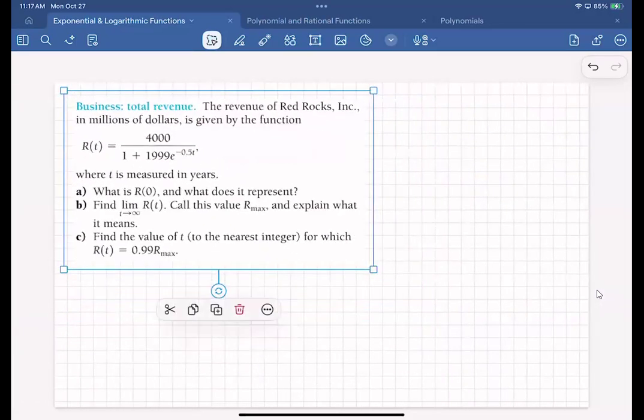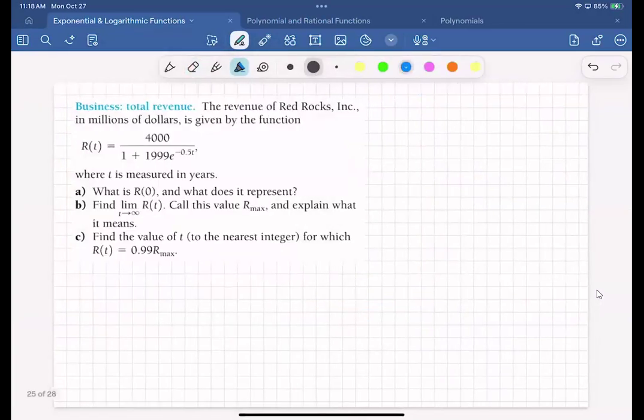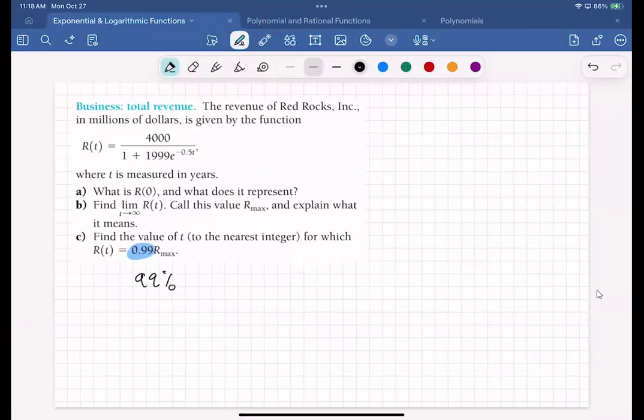All right, so the last piece here says find the value of t and use the nearest integer. So we're going to the nearest year, since t represents year, for when R of t equals 99% of the max. Now make sure you see here, whenever we see something like this, the way we interpret that would be, hey, 99% of whatever we're working with. So 4,000 times 0.99. So R of t equals 0.99 times that 4,000 we just found. This is going to be 3,960.